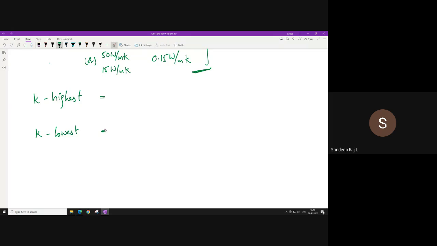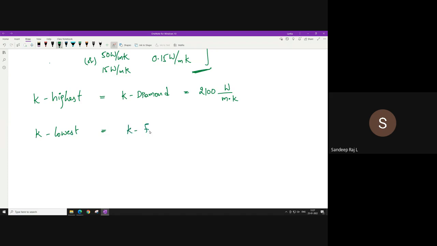Are you all there? What material might have the highest thermal conductivity? See, it is diamond that has the highest thermal conductivity among all materials present in this world. It is 2100 watt per meter Kelvin. And what is the lowest K?